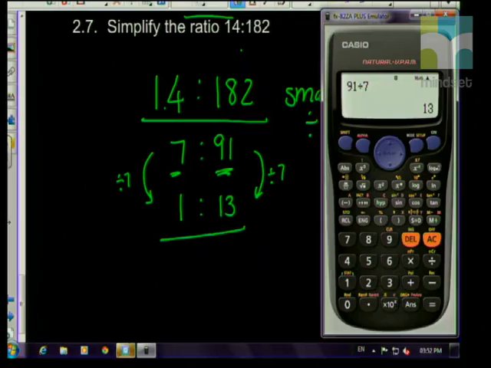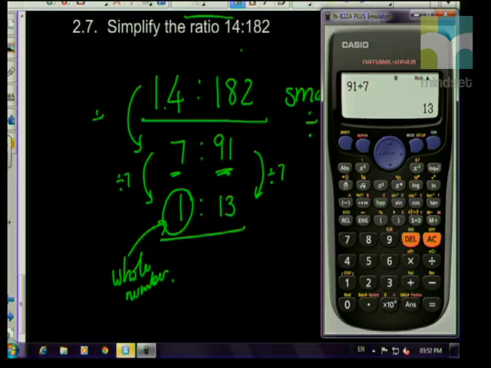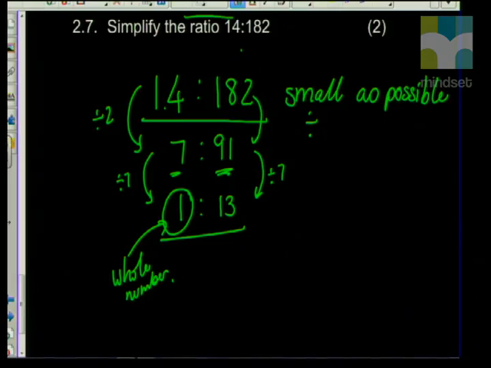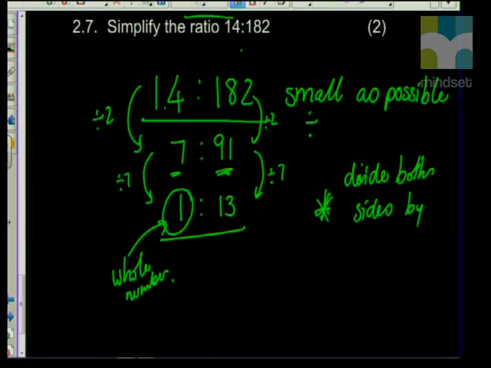And that's as simple as I'm going to get. I do not want to go into decimals. This needs to be a whole number when I'm talking about simplifying it to its lowest common ratio. So my first step was dividing by 2, and my second step was dividing by 7. Remembering that both sides need to be able to be divided by the same thing. They have to be divided by the same. Divide both sides by the same number.